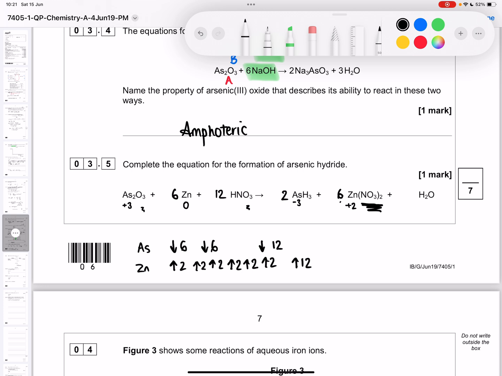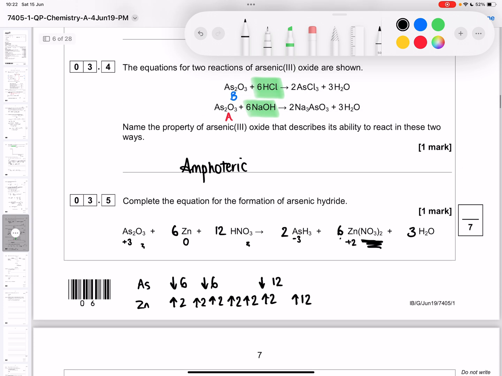Now the hydrogens, 12 hydrogens, there's already 6 in this arsenic hydride, so there needs to be another 6, so 3 waters to balance that out. Now if I check the oxygens, we had 36 plus 3 is 39. So it's a very tricky equation to balance. In an exam, if you were really struggling, this would be something to come back to when you have time at the end.